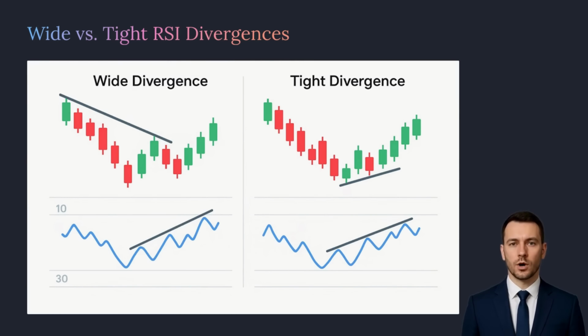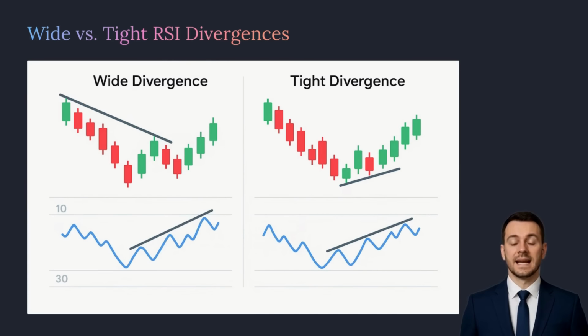Think of it as a quality hierarchy of signals. All RSI divergences are useful, but a wide divergence at extreme RSI levels would rank as a very strong signal, whereas a tight divergence just outside the extreme zones might rank as a moderate signal. This hierarchy can guide how much confidence you place in a given setup.